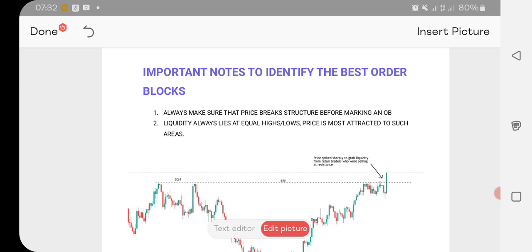And today I've decided to continue in volume 2 of where we ended last time, and here we are going to explain a little bit on the important notes to identify the best order blocks.